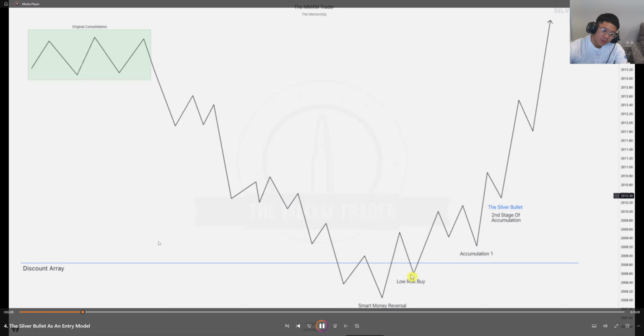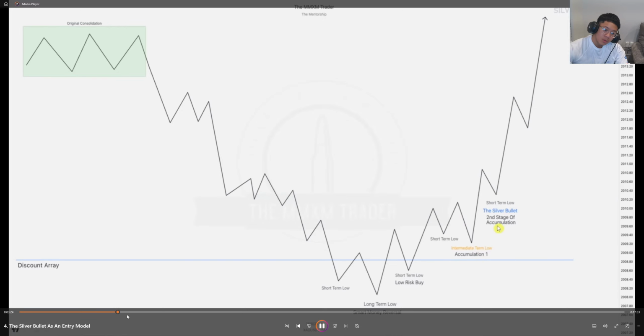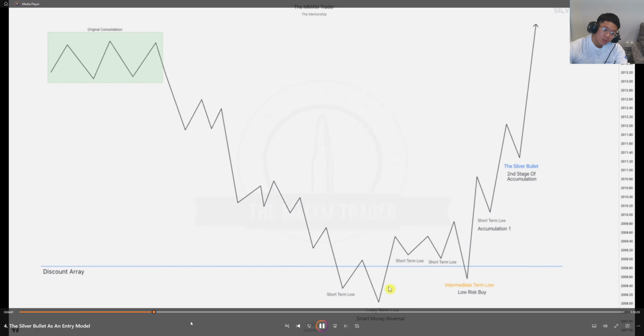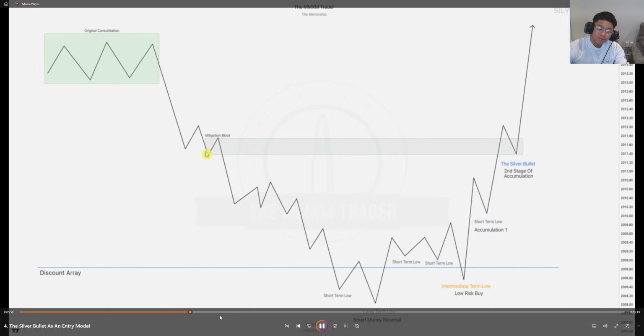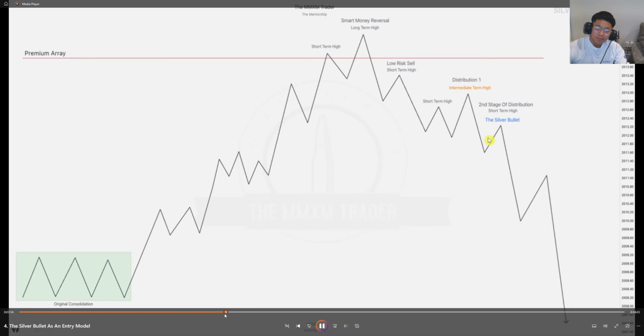We're not looking for this. We're looking for that second stage of accumulation in this market maker buy model. And then we form that distribution, or short-term lows, after that smart money reversal. And remember, once again, this could be a bearish order block, right? So our entry is in anticipation of that short-term high forming to the right of it, right?